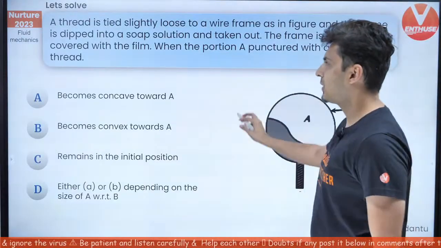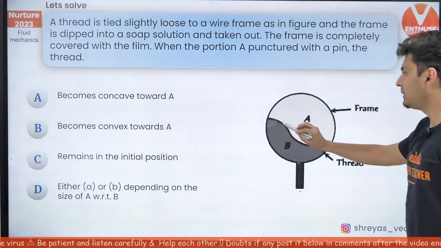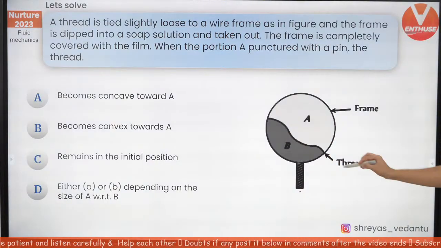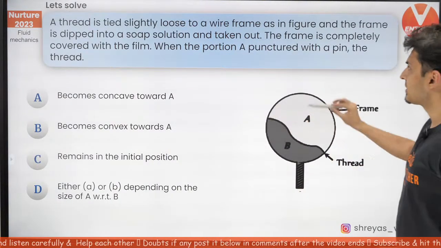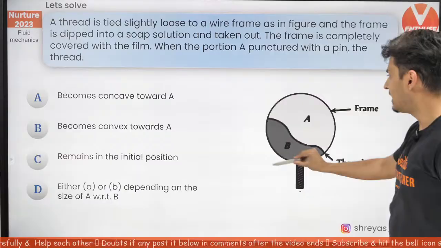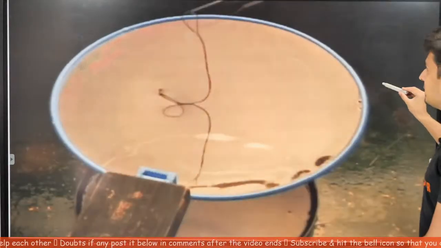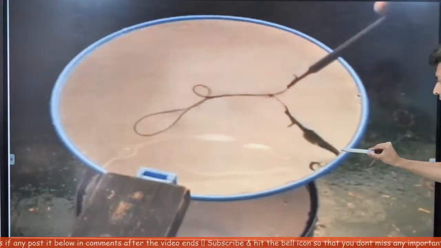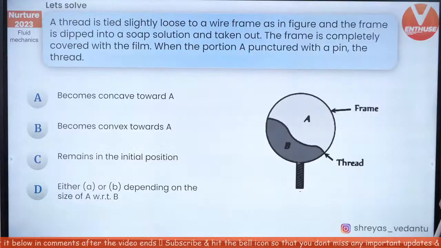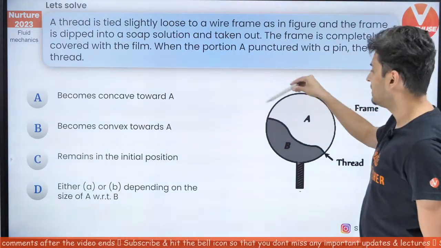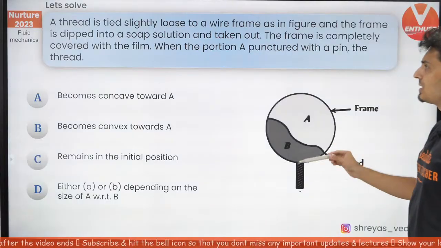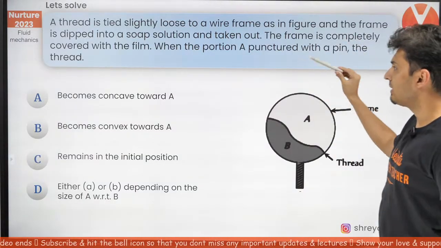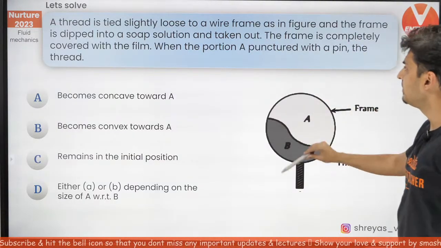Here's a question coming up on your screen. A thread is tied between this point and this point, it's loose, and it is attached to a circular wire frame, just like before over here. This is a circular wire frame. You have attached a thread from here till here. And it's dipped in a soapy solution. The frame is completely covered with the film. Both sides there is film.